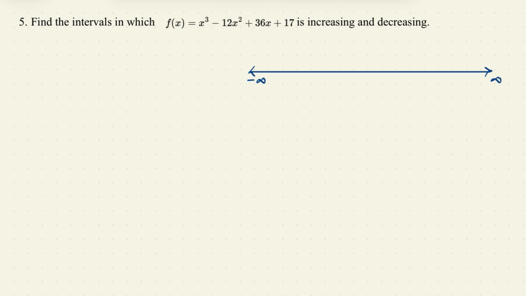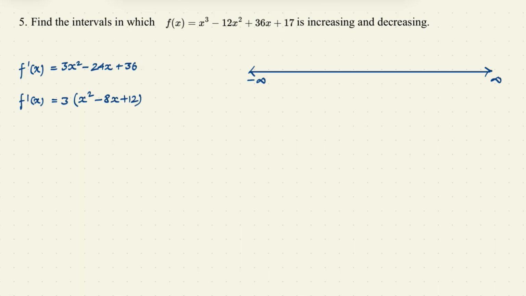So, let us differentiate the given function. If I differentiate the given function, then my f dash x will be 3x square minus 24x plus 36. And here, in order to find the critical point, first we have to factorize this f dash x. So, in order to factorize, first let us take out 3 common, then here it will be x square minus 8x plus 12.